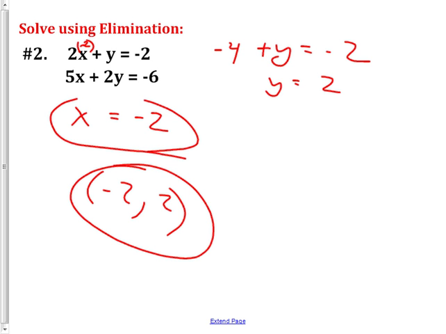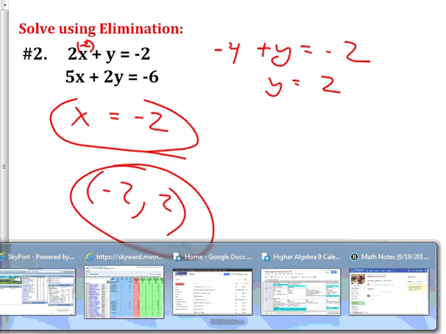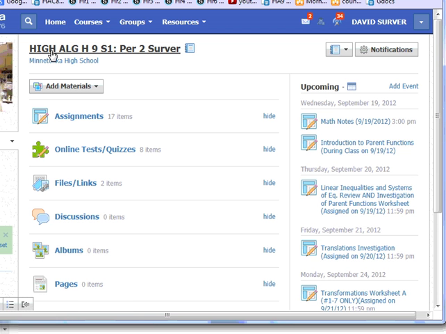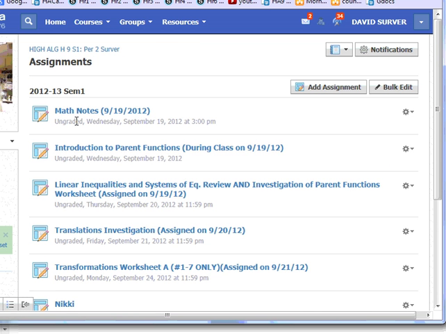I want to show you which one your homework is. For my classes, if you're listening to the video at home, you might actually be assigned both of these. But for my classes, I am only going to have you go to assignments. Under assignments, there's this big long one under 919: Linear Inequalities in Systems of Equations Review and Investigation of Parent Functions worksheet. That huge thing.